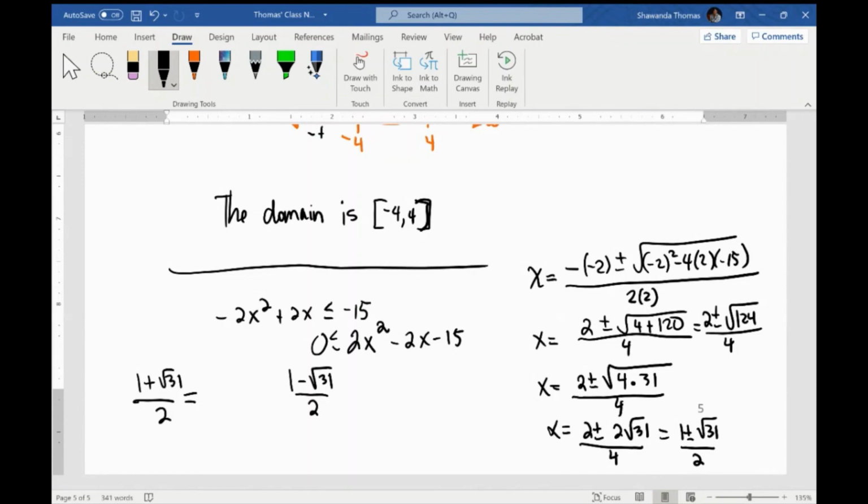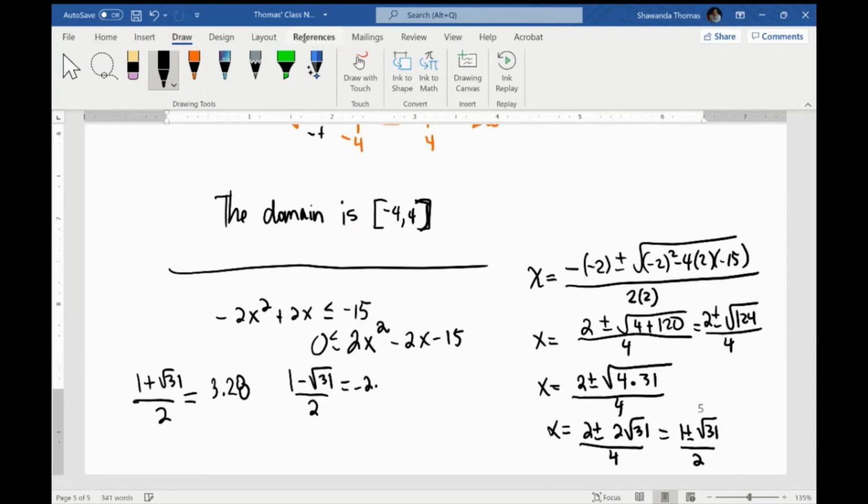Okay. 1 plus square root of 31. Can anybody tell me in your calculator, what does that come out to be? Because I want to put it on my number line. The one that says 1 plus the square root of 31, it would be 3.28. Correct. All right, let's try the other one. 1 minus the square root of 31, because I'm trying to see which one is the lower number. It'd be negative 2.28.